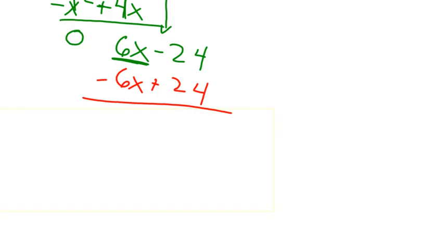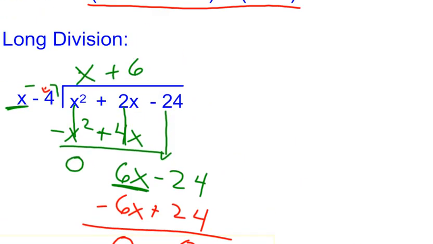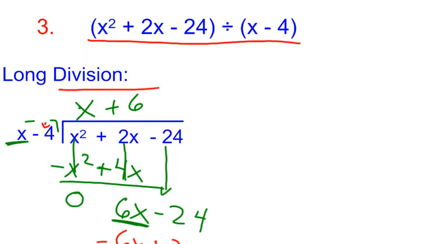6x minus 6x gives us 0 x's. And a negative 24 plus 24 also gives us a 0. So this last row is our remainder. On this particular one, we get a remainder of 0. So our answer, or our quotient, is x plus 6.